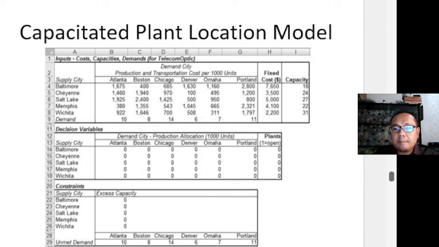So the cell B29 corresponds to the demand constraint for the market in Atlanta. The constraint in cell B22 corresponds to the capacity constraint for the factory in Baltimore. The capacity constraint requires that the cell value be greater than or equal to 0, whereas the demand constraint requires the cell value to be equal to 0.